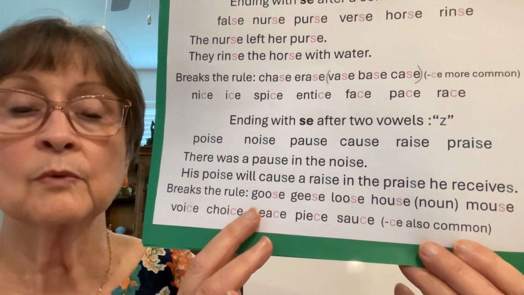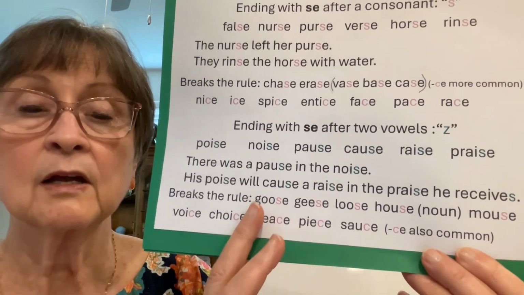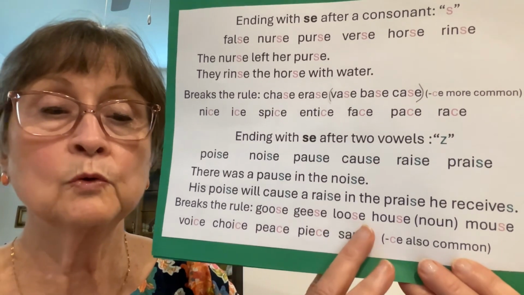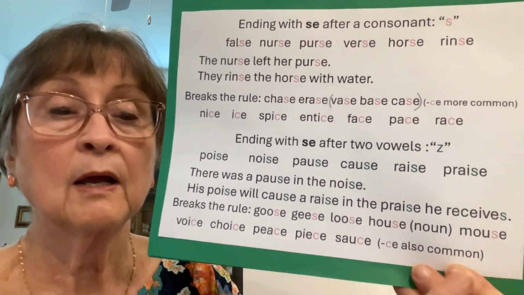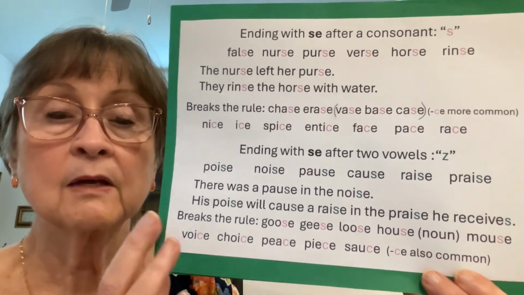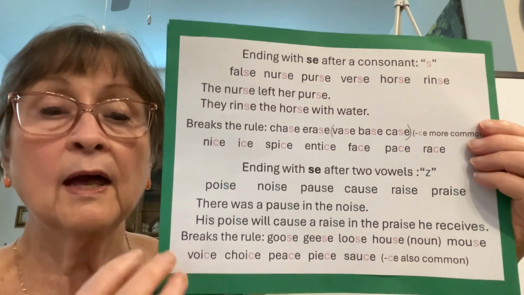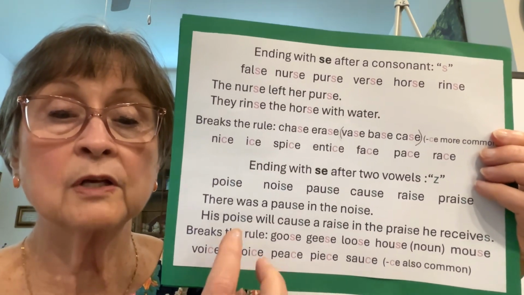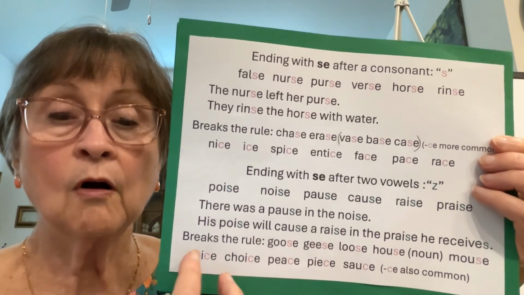Now this breaks the rule. There are two vowels, but it's going to say an S sound instead of a Z sound. Goose, geese, loose, house, when it's a noun, not when it's a verb. Mouse. Okay. So notice that for the S words, Z is more common than S.